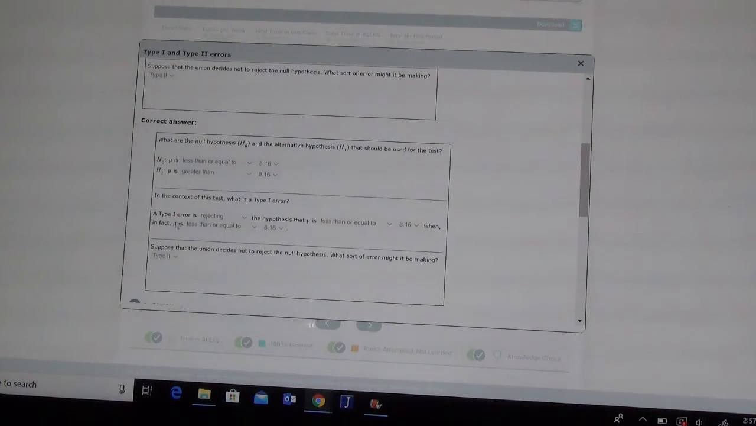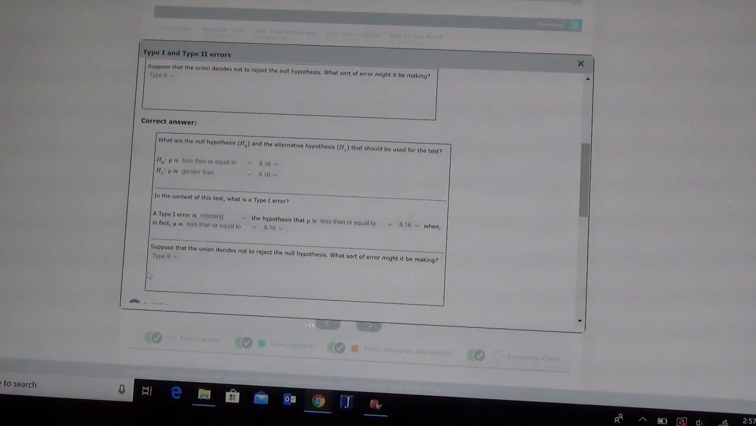So I'm going to make a type 1 error. The type 1 error is rejecting the null hypothesis, which was the less than or equal to, when in fact the null is true, which means I still have the less than or equal to. So rejecting the null when the null is true. So for both of those two things, I'm going to have whatever the null hypothesis is. And then it says, suppose they decide not to reject the null. If I do not reject the null, again, I'm committing a type 2 error.